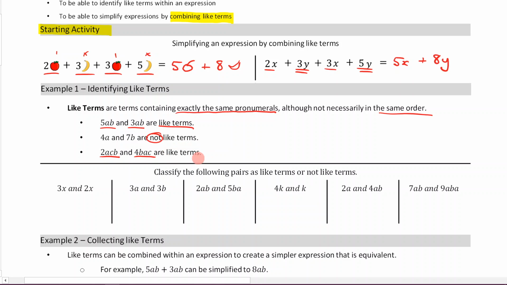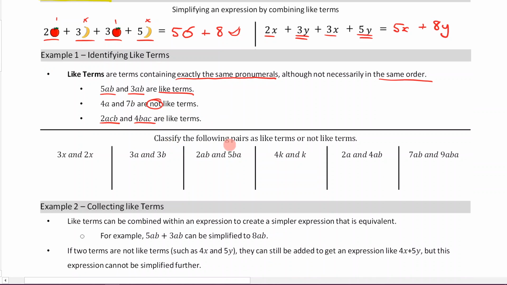Okay, so let us see if we can answer this. Classify the following pairs as like terms or not like terms. 3x and 2x. They are like terms, and the reason why they're like terms is because they both have x. Let's go to the next one. 3a and 3b. Well, these are not like terms because a and b are not the same. What about 2ab and 5ba? Well, these are like terms. They contain exactly the same pronumerals. They're just in different order.